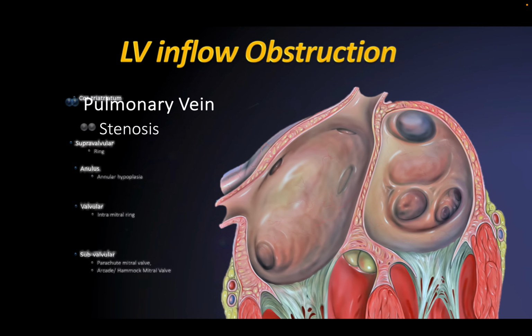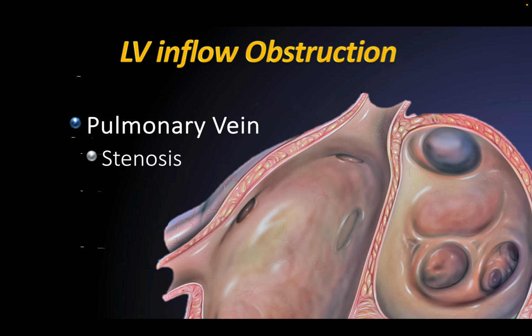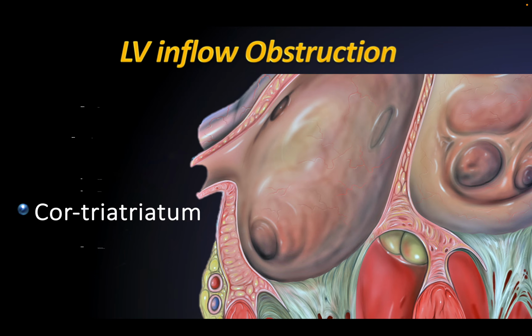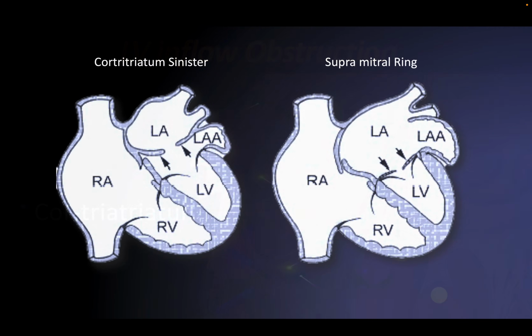We know that LV inflow obstruction can happen in the pulmonary vein, which we already covered in a previous YouTube video. You can go to that. And today I would discuss Cor triatriatum. We call it Cor triatriatum sinister because it's on the left side, and the place of a membrane should be below the pulmonary vein and above the left atrial appendage, and that's where the Cor triatriatum sinister happens.